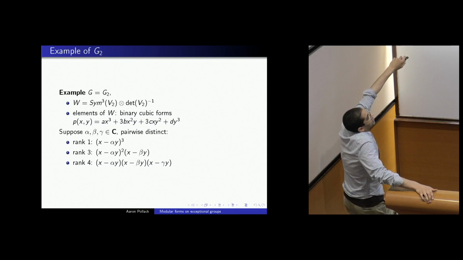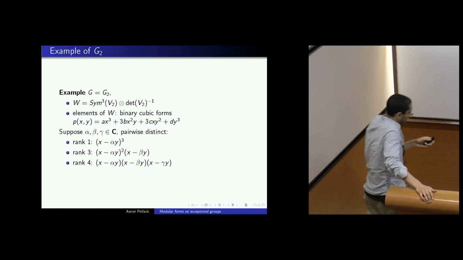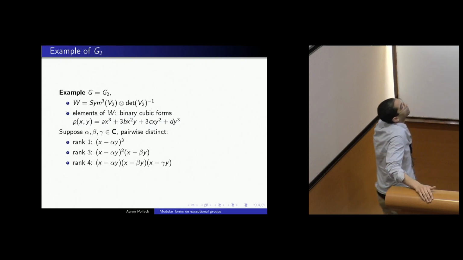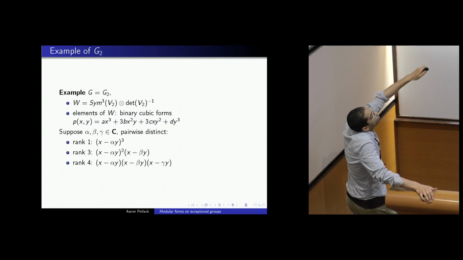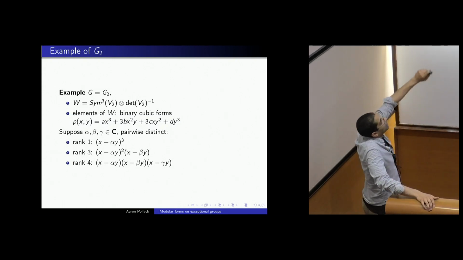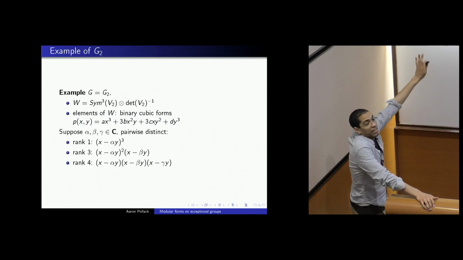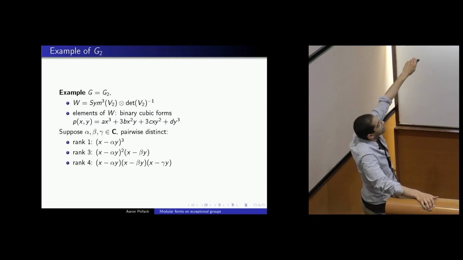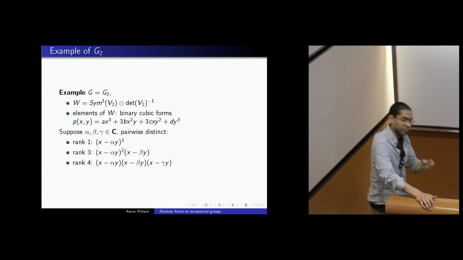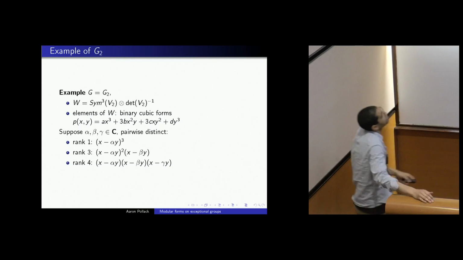And so this is just to give you some sense of what these rank 1, rank 3, and rank 4 guys look like. So take complex numbers alpha, beta, gamma, which are pairwise distinct. Rank 1 things are the most degenerate binary cubic forms. Rank 3, so there's no rank 2 for the case of G2, are things where you have 2 equal roots, and rank 4 are the things where you have 3 distinct roots for these binary cubic forms.